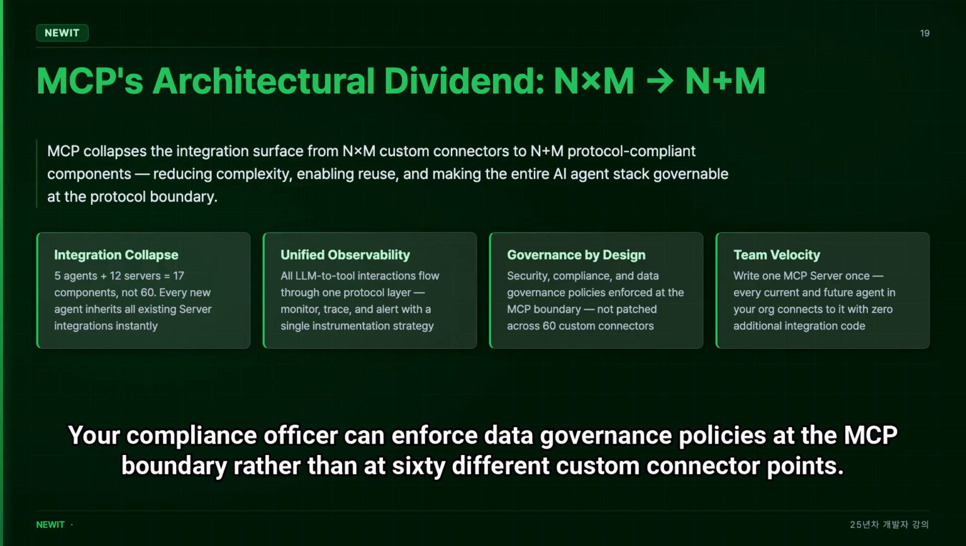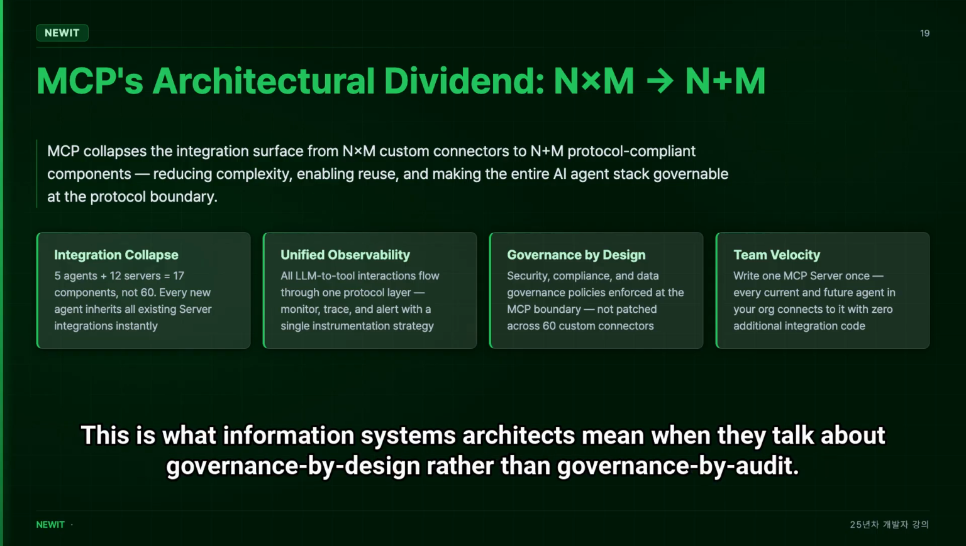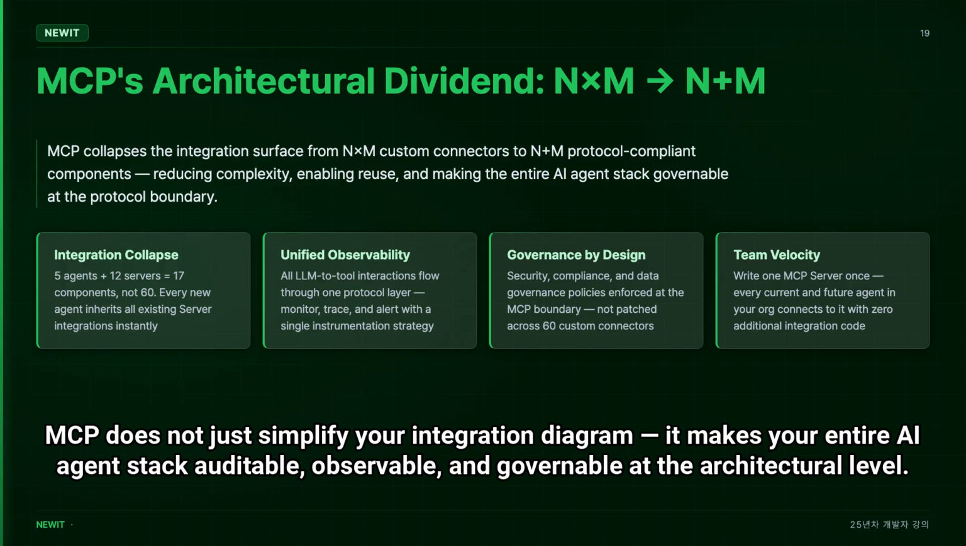Your compliance officer can enforce data governance policies at the MCP boundary rather than at 60 different custom connector points. This is what information systems architects mean when they talk about governance design rather than governance by audit. MCP does not just simplify your integration diagram. It makes your entire AI agent stack auditable, observable, and governable at the architectural level.